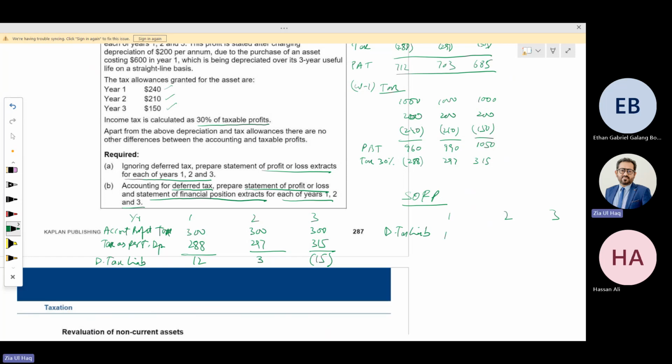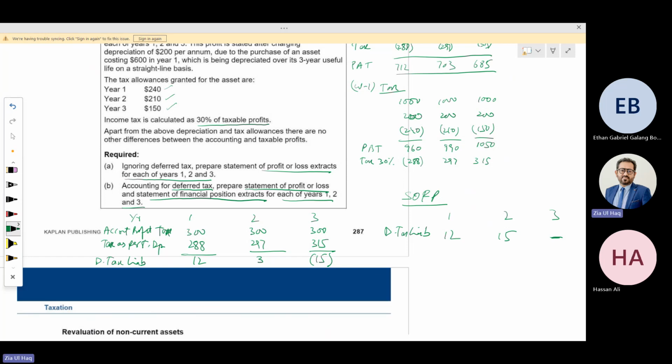For year 1, it is 12. For year 2, we have calculated 3. What was the opening balance? So that will be 15. For year 3, we calculated negative 15 based on the difference between tax. What was the opening balance? There will be nothing. We will not say this is deferred tax liability. No, this is increase or decrease in tax, due to the difference.